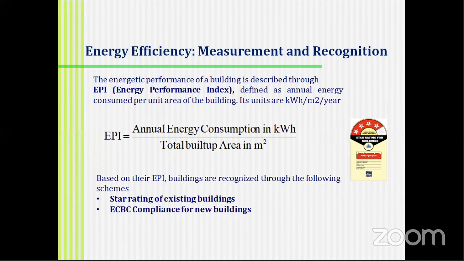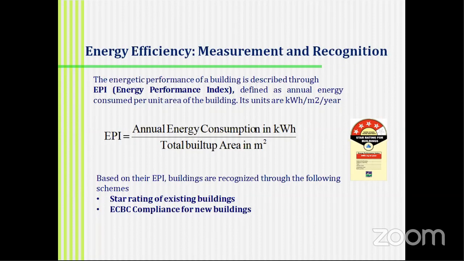What is EPI? It's a very easy index to handle, because it is just the annual energy consumption of the entire facility divided by the total built up area in meters squared. So in kilowatt hour per meters squared per year. So this is EPI. EPI gives you a very clear indication of how your facility is performing in terms of energy.